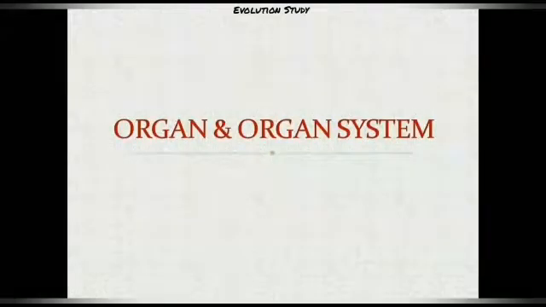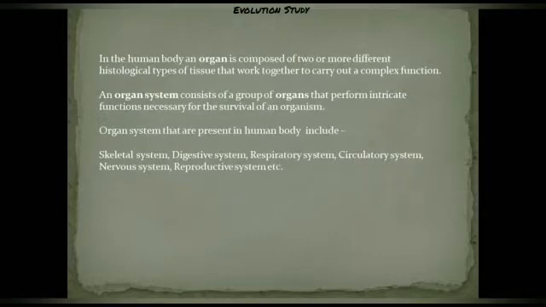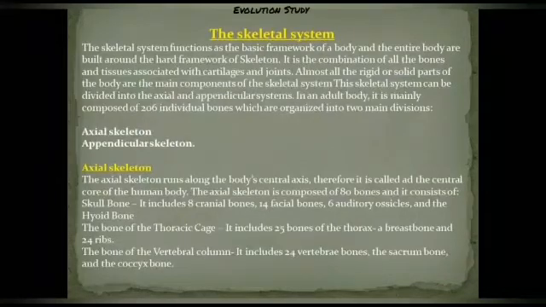Organ and organ system. In the human body, an organ is composed of two or more different histological types of tissue that work together to carry out a complex function. An organ system consists of a group of organs that perform integrated functions necessary for the survival of an organism. Organ systems that are present in the human body include the skeletal system, digestive system, respiratory system, circulatory system, nervous system, and reproductive system, etc. Now, what is the skeletal system?